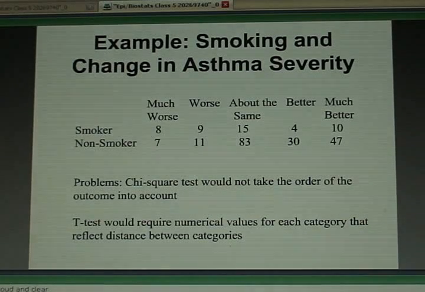When we ask people to line up in a single line with all the much worse people first in line, all the worse people next, all the about the same next, followed by the better, followed by the much better, and then say all the smokers take a step to the left and all the non-smokers take a step to the right, most of the people on the top of the line are going to be going to the right. More of the people on the bottom of the line are going to go to the left.